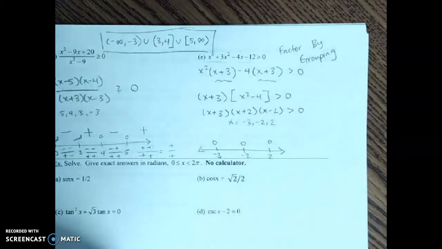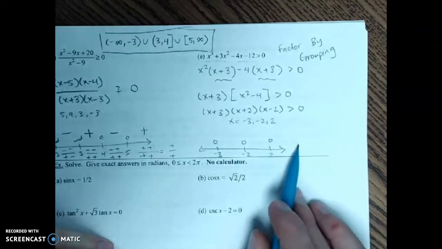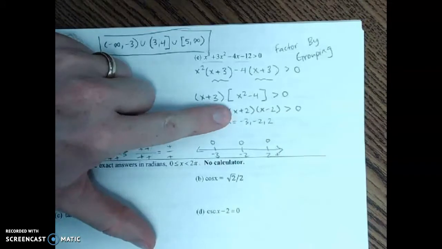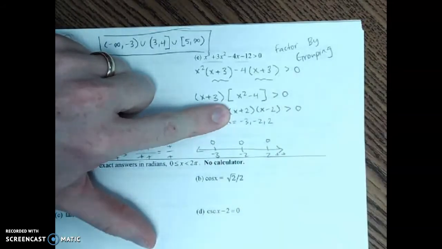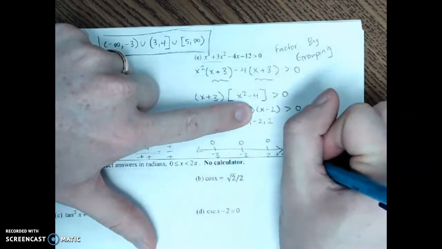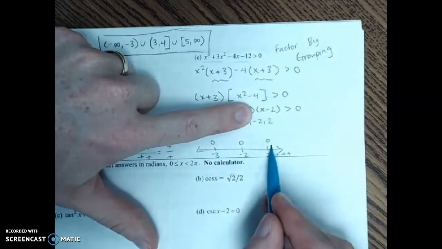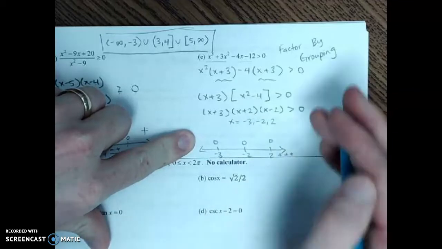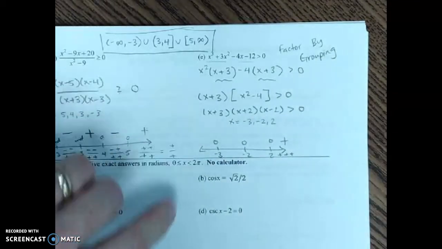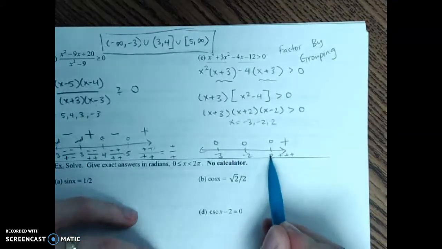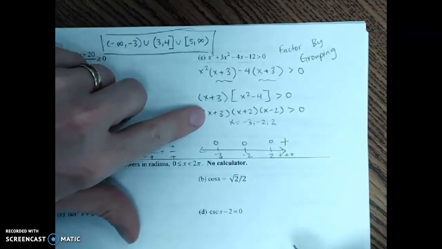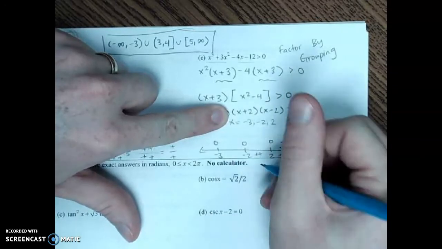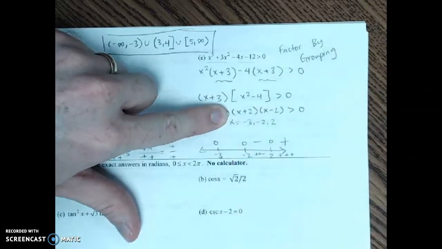If I plug in something to test for this interval, right, something like 3, this chunk is going to be positive. That chunk is going to be positive. 3 minus 2, that would be positive. So if I test this subinterval by plugging in a number bigger than 2, all 3 of the chunks are positive, which means overall positive. A good test number for this middle interval would be 0. 0 plus 3, 0 plus 2, 0 minus 2. So that one's going to be negative overall.